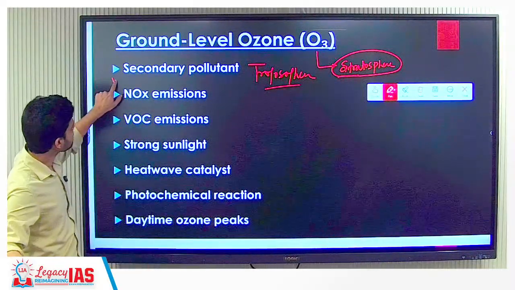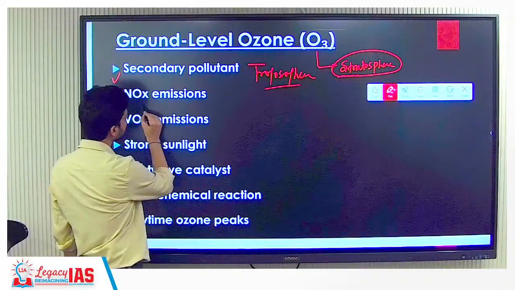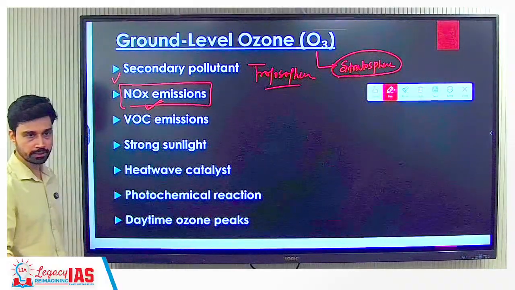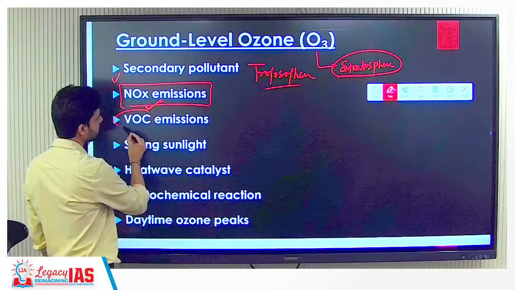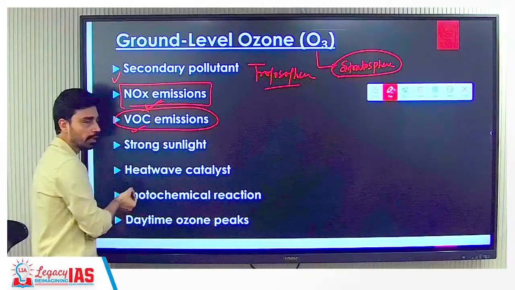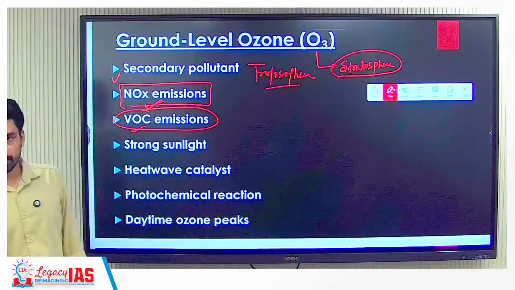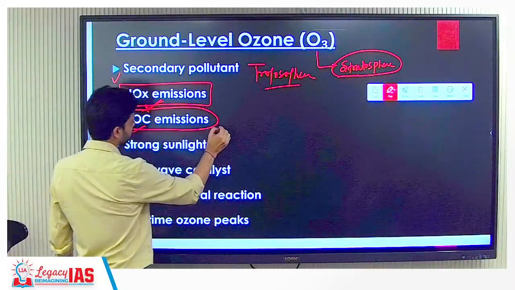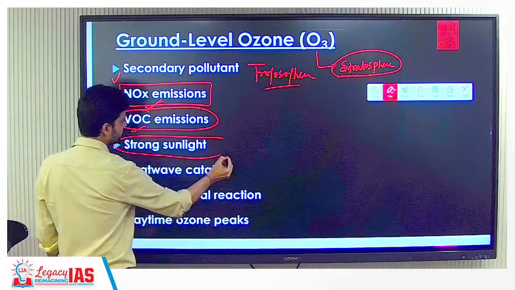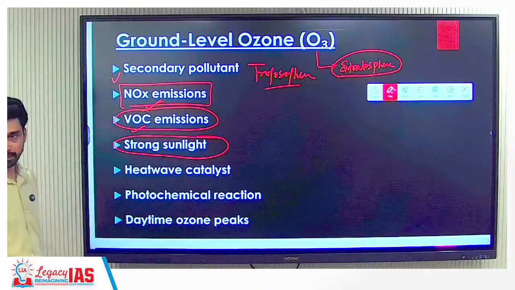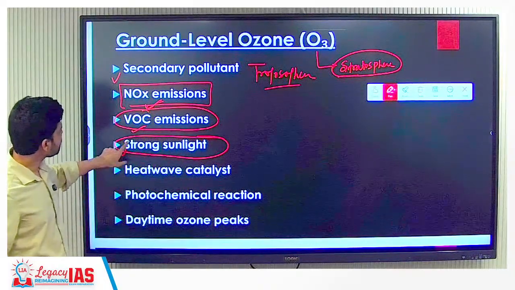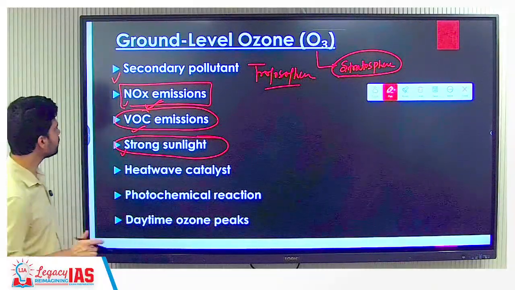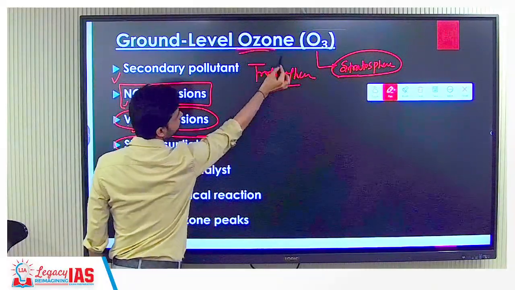So this acts as a secondary pollutant. When vehicles are plying on the roads, nitrogen oxides are emitted. From industrial sources, you have emission of volatile organic compounds, for example, paint industry, adhesive industry, industrial chemical industry. And in the summer, what else is present? Strong sunlight is present. So in the presence of strong sunlight, these NOx and VOC react together. When they react together, what do they produce?